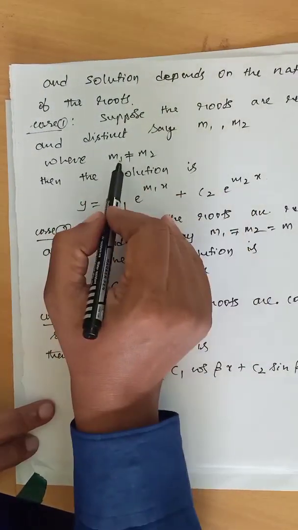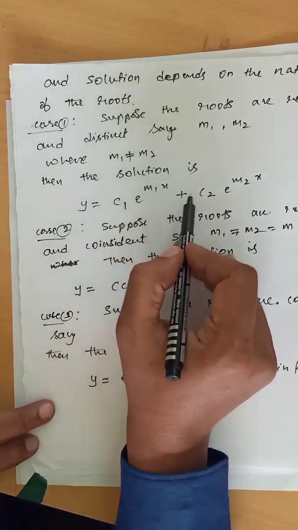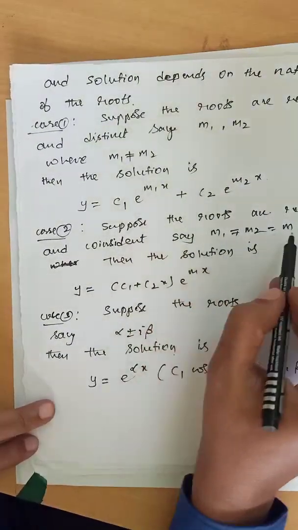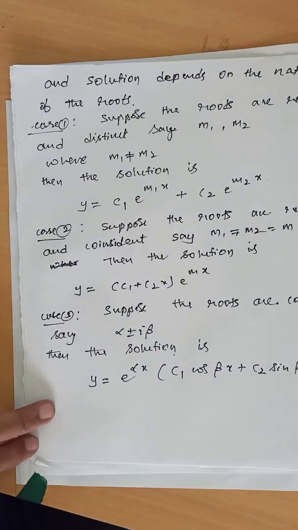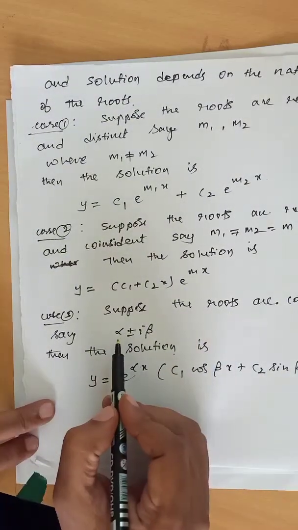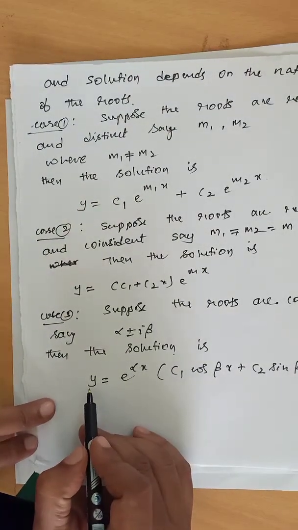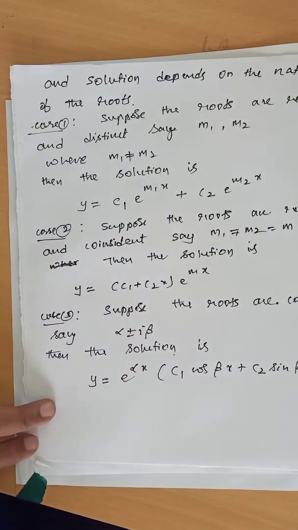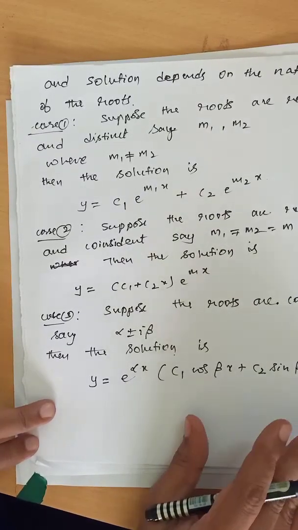Suppose the roots are real and unequal, you construct the solution like this: y is equal to c1 e power m1x plus c2 e power m2x. If the roots are real and equal, you write the solution in the form y is equal to (c1 plus c2x) into e power mx. Sometimes we get the roots in complex form, denoted by alpha plus or minus i beta. The solution should be written with the dependent variable y is equal to e power alpha x into (c1 cos beta x plus c2 sin beta x). We use this method to find the solution of homogeneous partial differential equations.